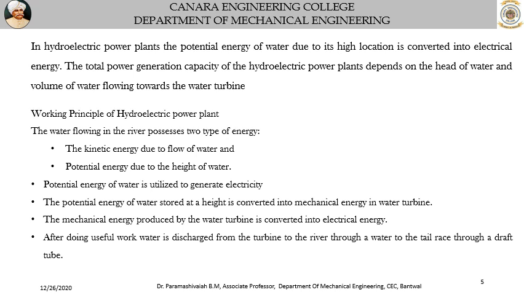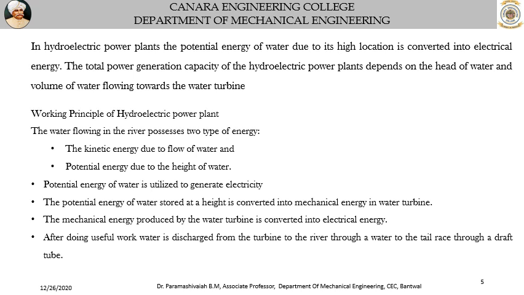Then if you take the working principle of a hydroelectric power plant, as I told you, water flowing in the river has two types of energy. One is kinetic energy due to its flow, and the other is potential energy due to its height. The potential energy of water is utilized to generate electricity. The potential energy of water stored at a height is converted into mechanical energy in the turbine.